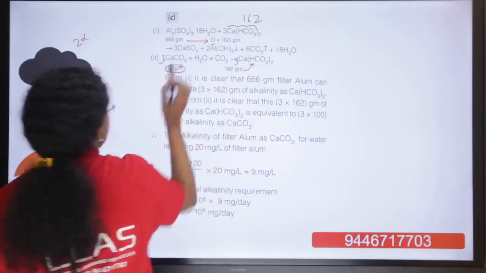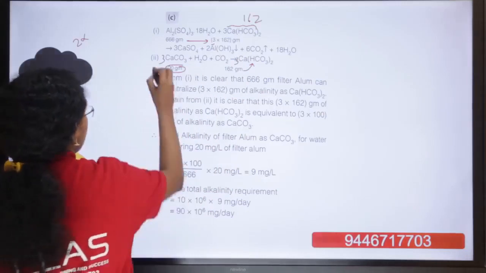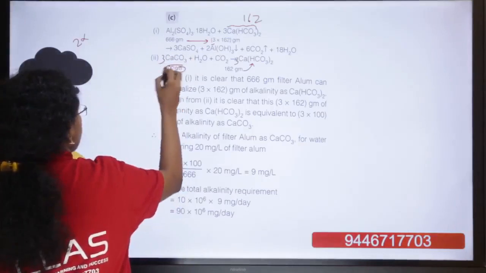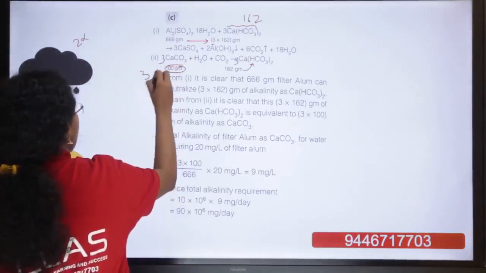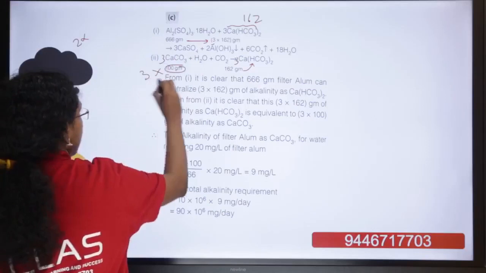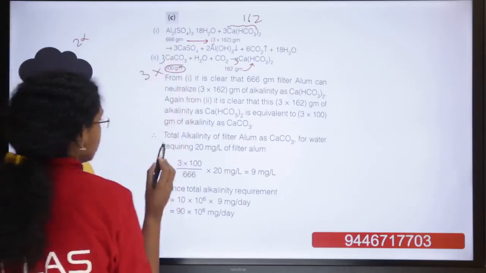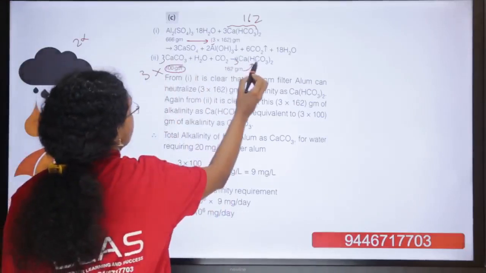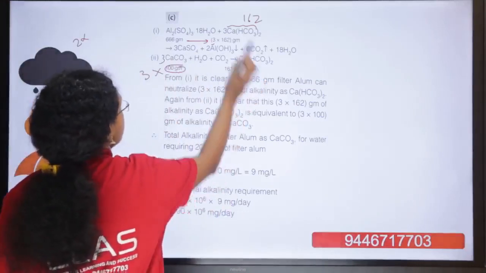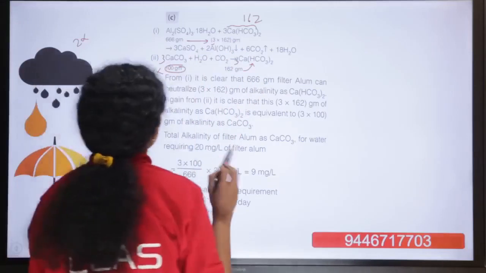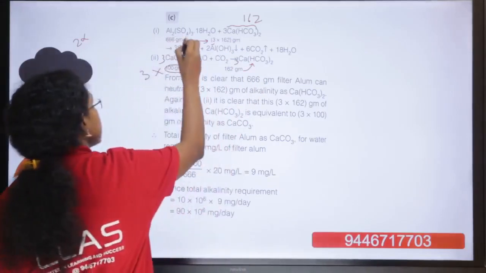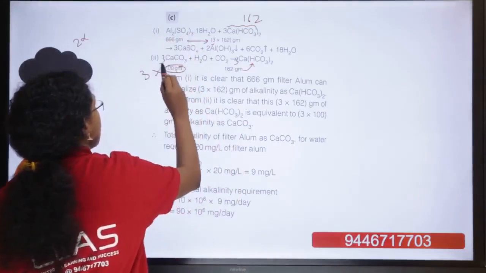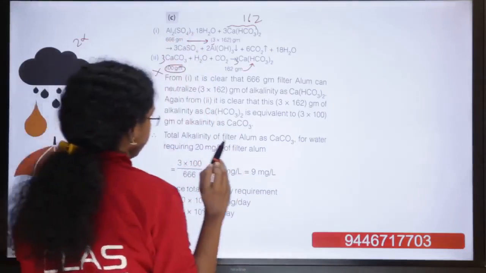Now here we can see 3 atoms of calcium carbonate. So there is 3 into 100. 3 into 100 grams of calcium carbonate is required so as to form 3 molecules of calcium bicarbonate, which in turn is required for alum. So we can directly say that 666 grams of alum requires 3 into 100 grams of calcium carbonate.